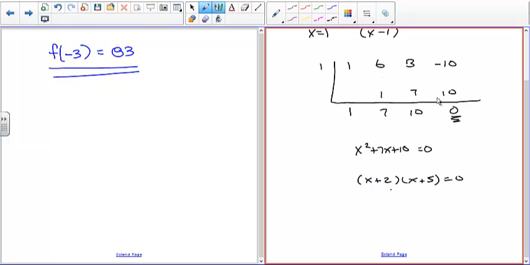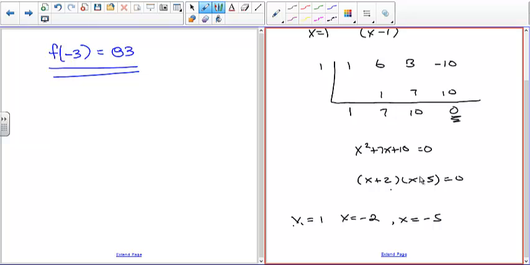So you needed to do the division, end up with the quadratic, do the factorization, and that means the zeros are going to be x equals -2 and x equals -5. So that gives me 3 zeros: x equals 1, x equals -2, and -5. So those are the zeros.